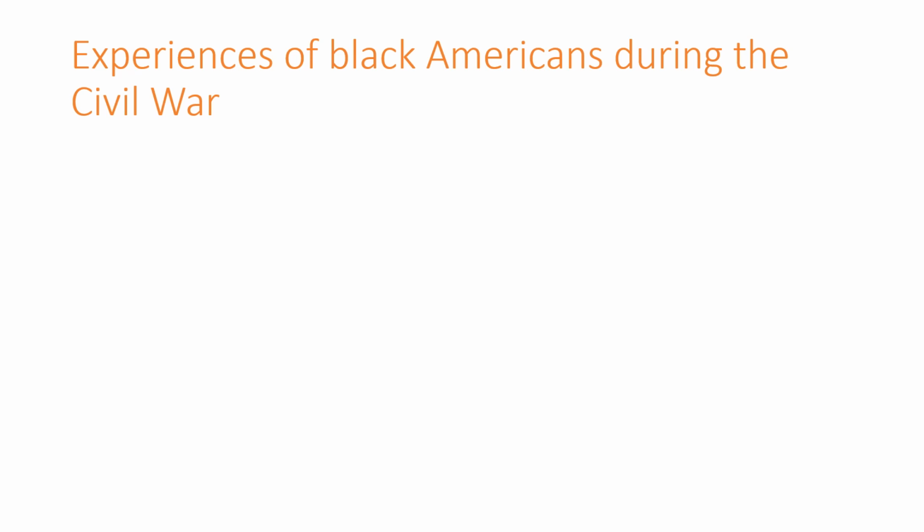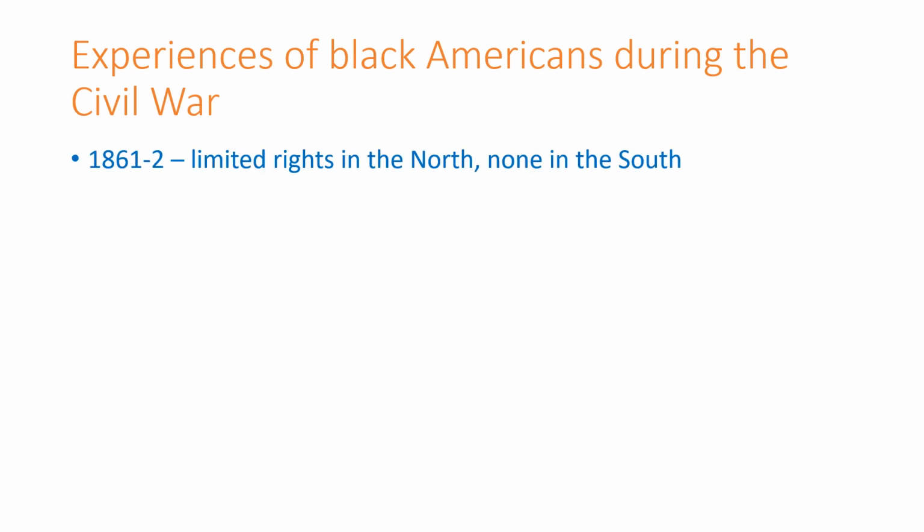So the next thing we need to think about is how people experience the Civil War, in particular African American people. So in 1861, when the war breaks out, they've got some rights in the northern states, but they are very, very limited. By no means is life in the northern states easy for African American people. However, it is favourable when you compare it to life in the South, where these people have absolutely no rights at all and are overwhelmingly slaves.